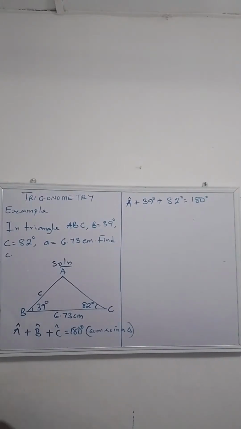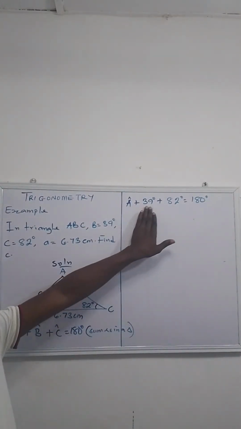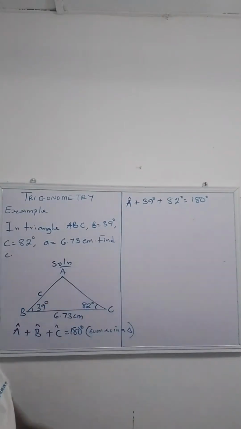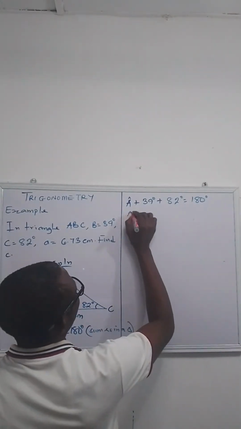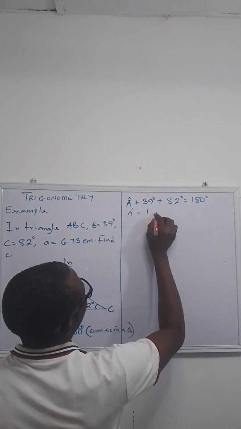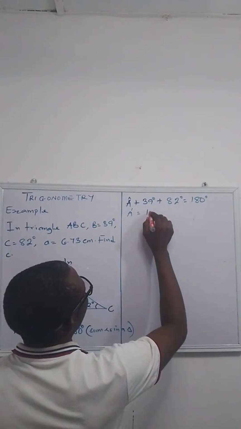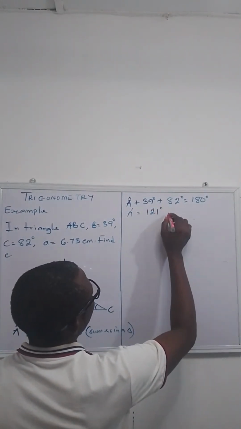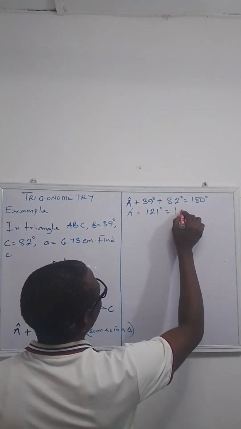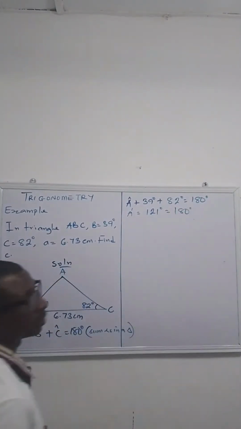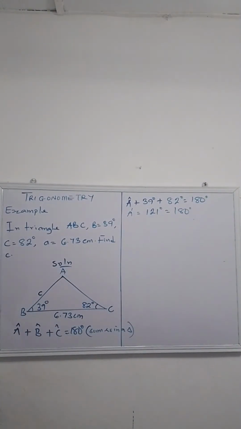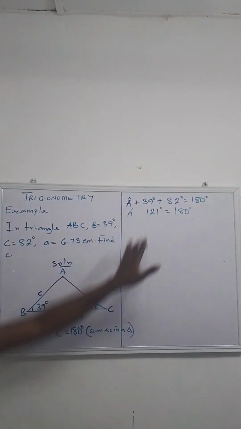So what is the next thing? The next thing is to add this and this together. So what do you have when you add it together? You have 121 degrees equals 180 degrees. Okay. So now this plus here.